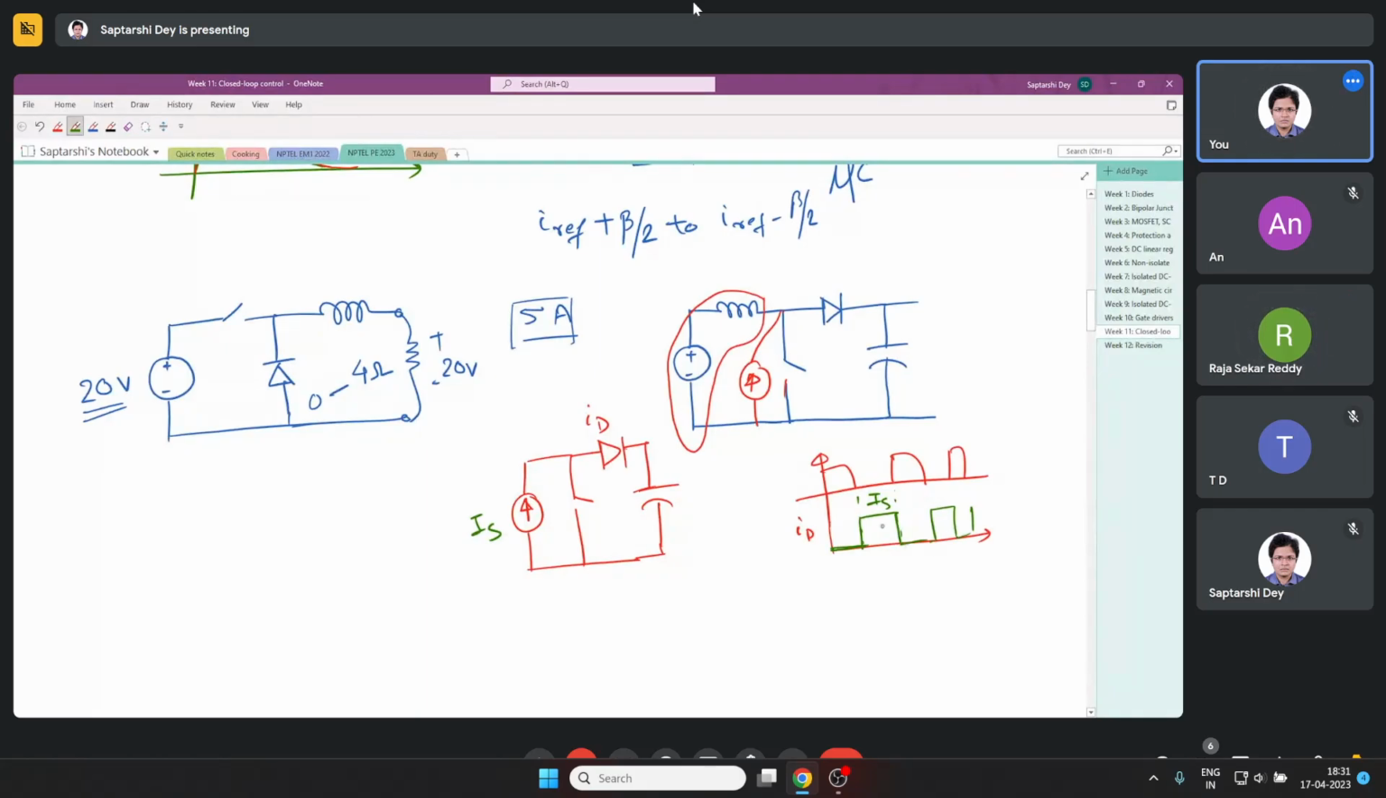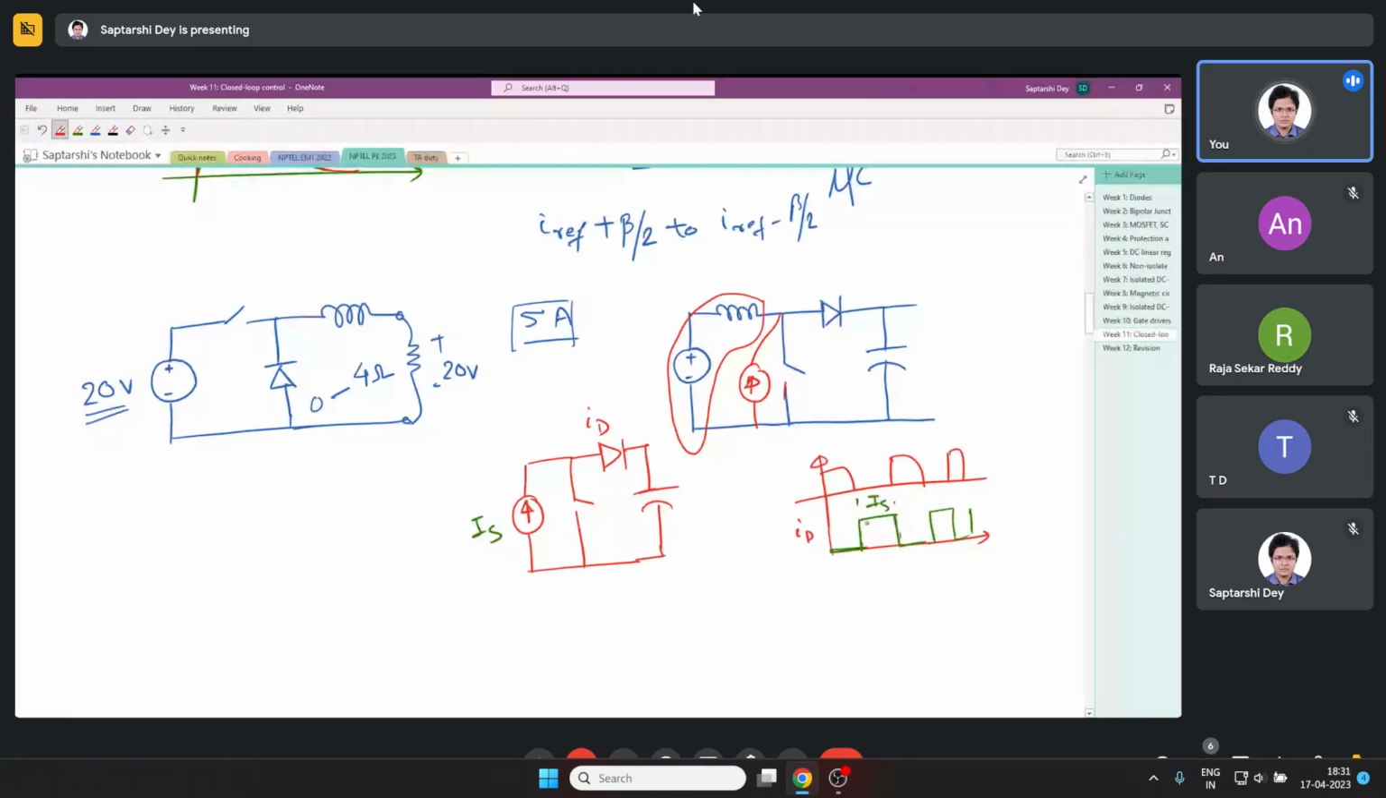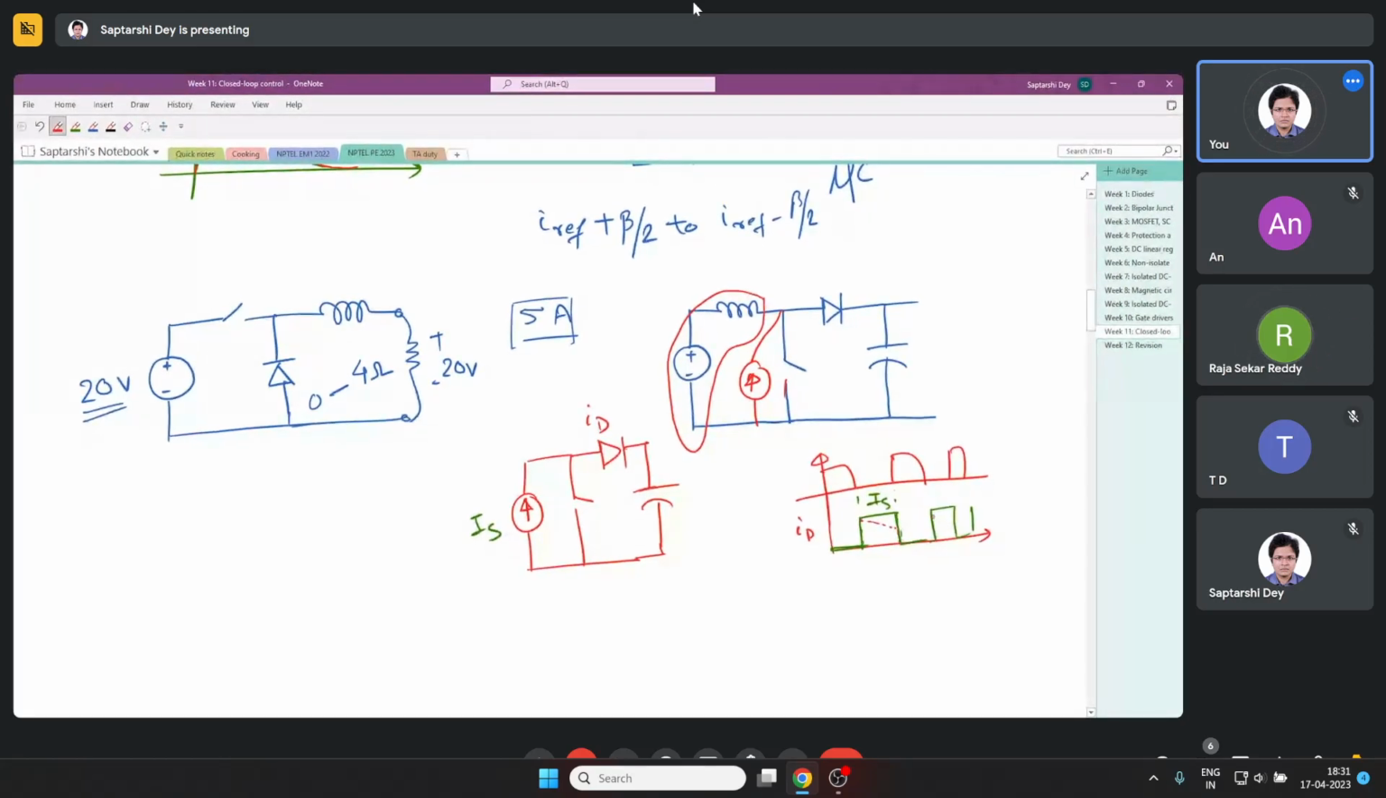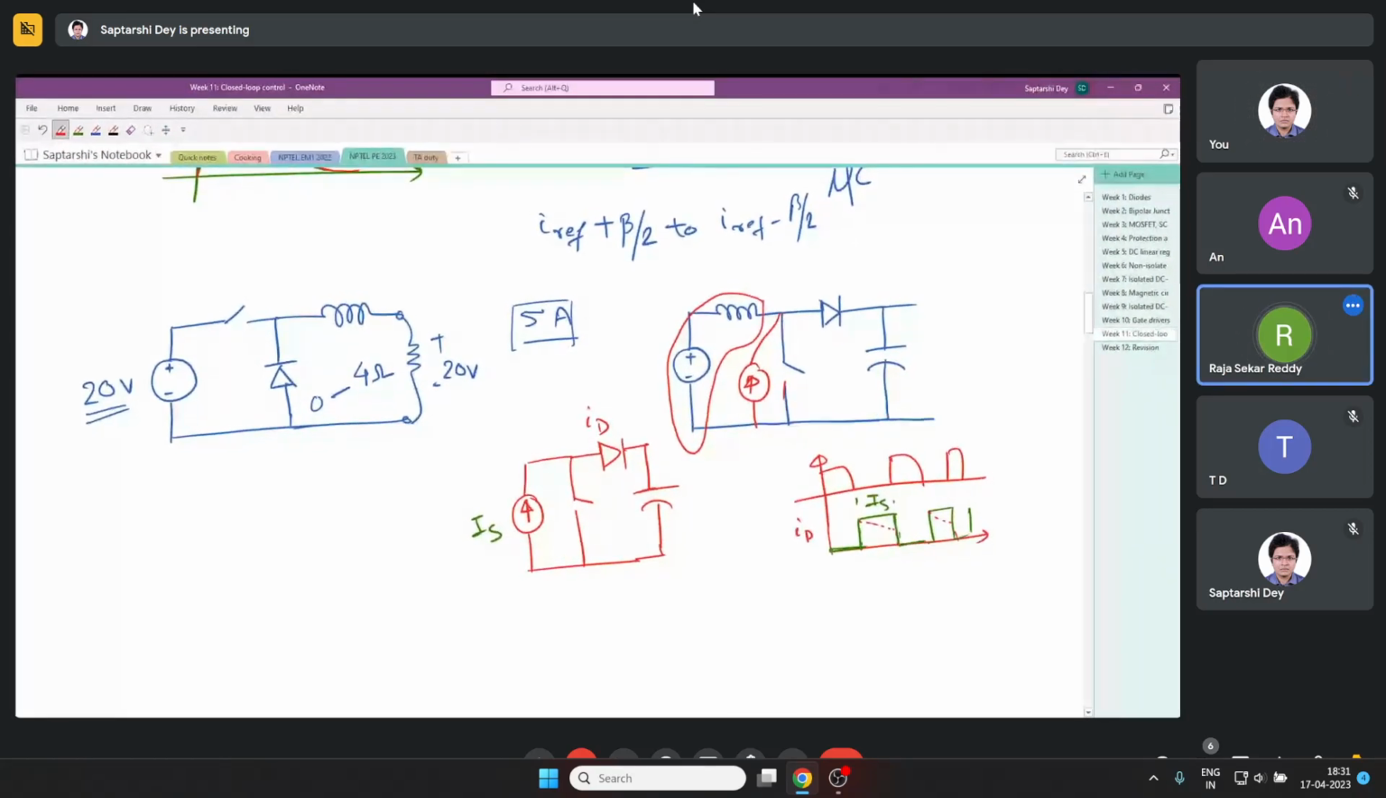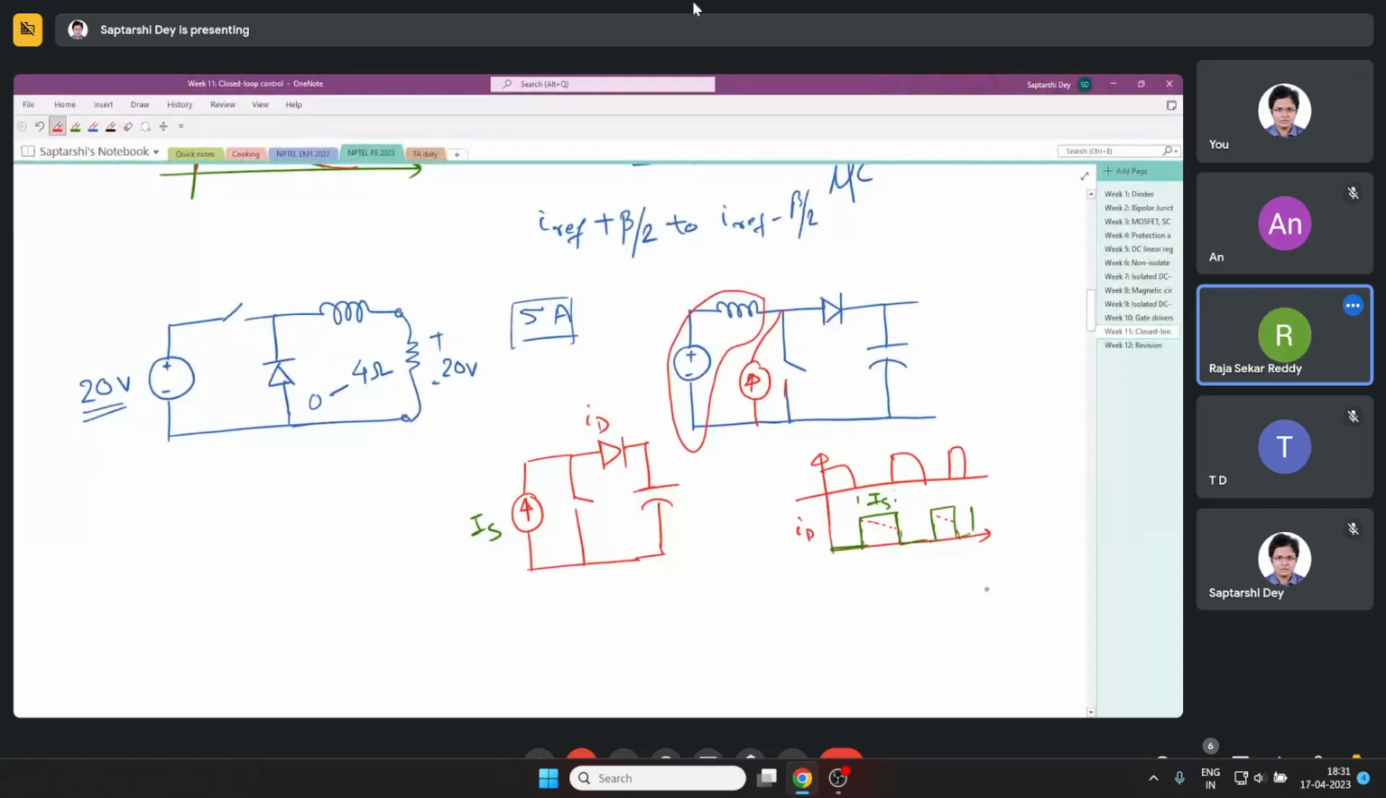Only thing is, this is not like this. I will not draw it here. It is dropping because it has an inductor, so the current drops like this. If you have a very high value of inductor, you will get this kind of flat top current in the diode.